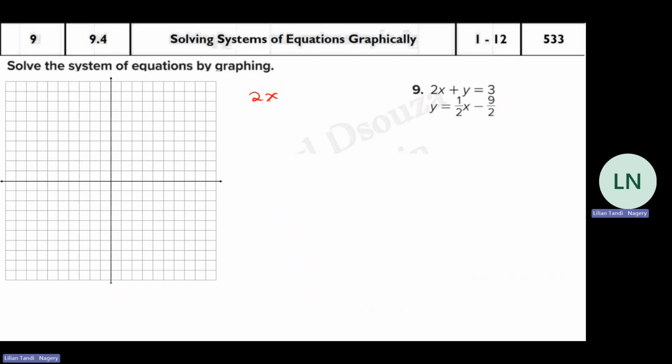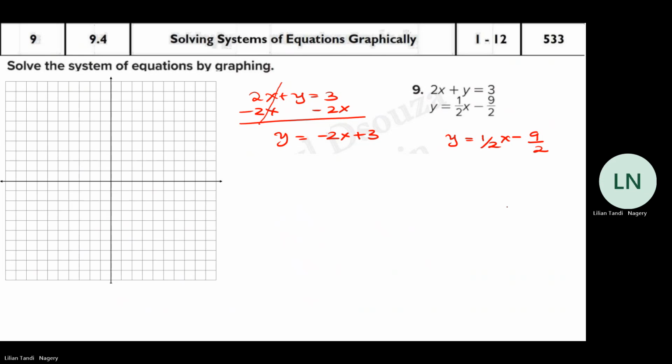Okay? All right, so let's do this one. This is 2x plus y equals to 3 minus 2x minus 2x. This goes away. y equals to negative 2x plus 3. And then here you have y equals to half x. So these will be one solution. They have to intersect because the slopes are different and the y-intercepts are different. Okay?